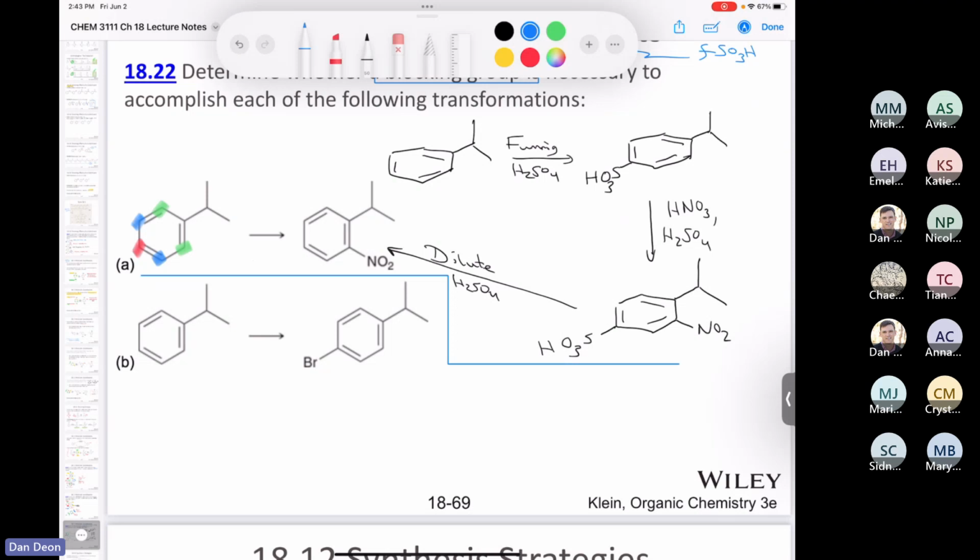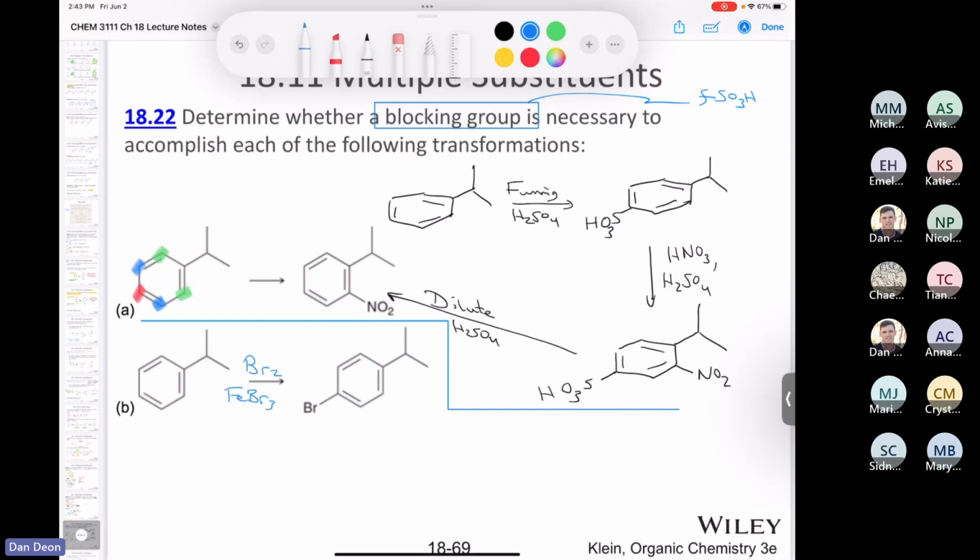No, right? Remember, the isopropyl group is a weak activator, and it's going to direct preferentially to the para position. So all you need for that one is just some bromine, Br2, and FeBr3 as our Lewis acid catalyst. And there you go. We're done, just like that. So let's move on to section 18.12.